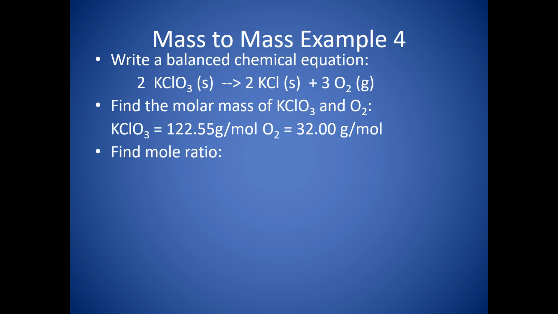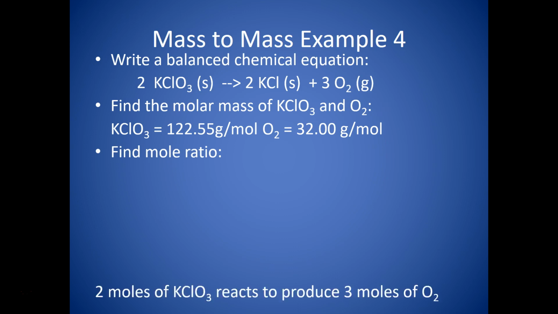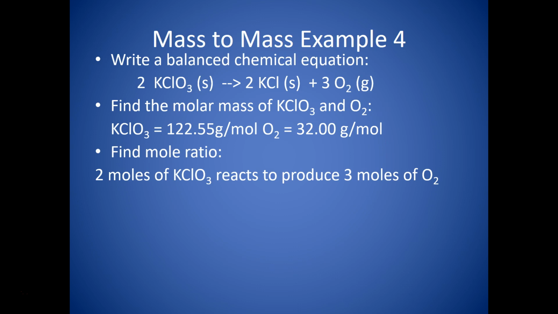We need to find our mole ratio, and in this case, our mole ratio is that for every 2 moles of potassium chlorate, 2 from right there, produces 3 moles of O2 right there. And then we are ready to set up our problem, and we're going to set it up like this.